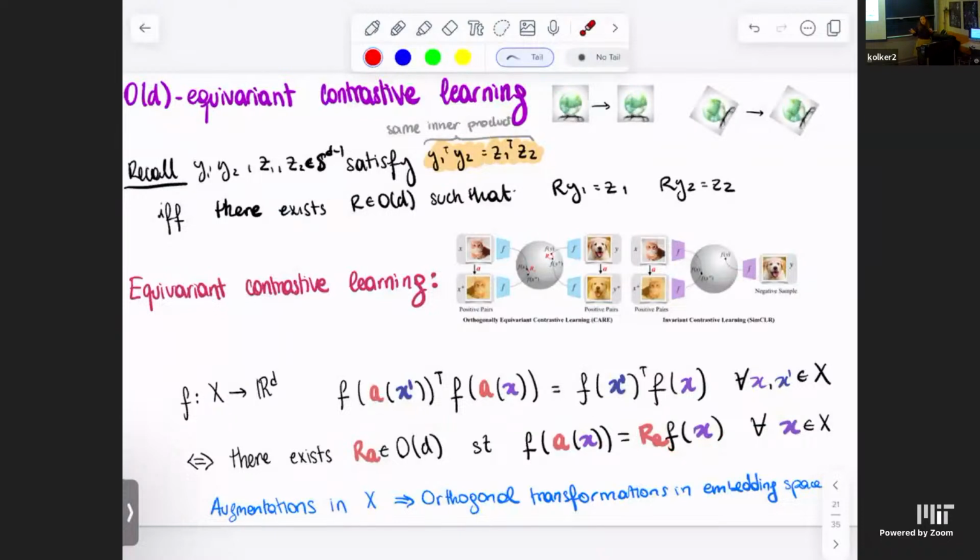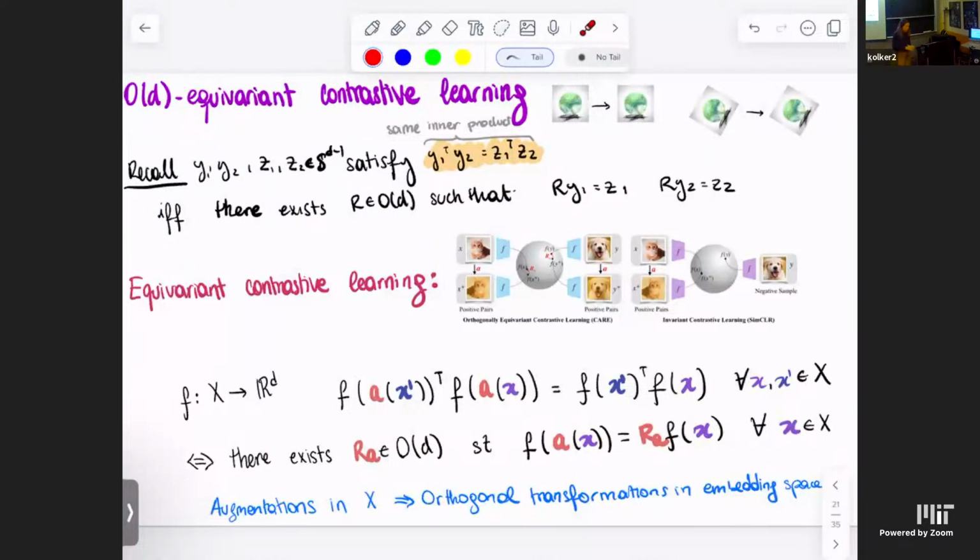This can look a little bit convoluted, but basically this is just saying that if your embedding preserves inner products with respect to these augmentations, then the embedding is going to be equivariant with respect to the augmentations.